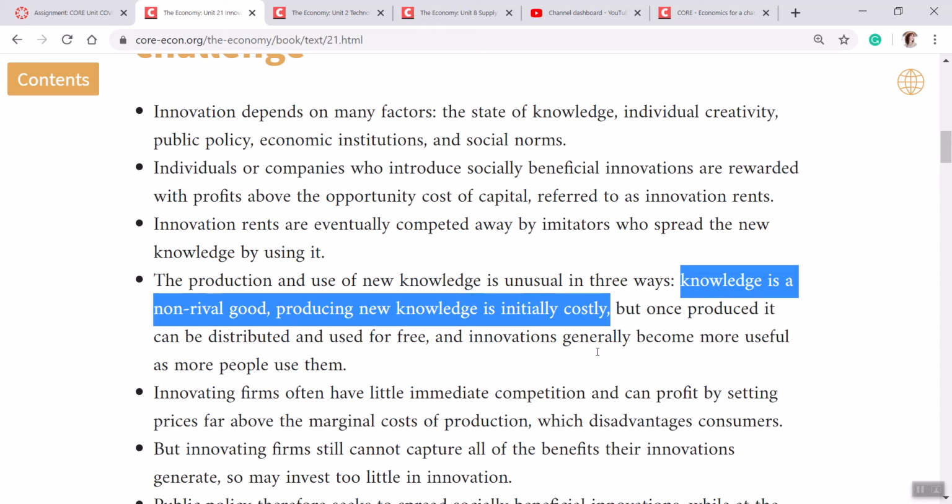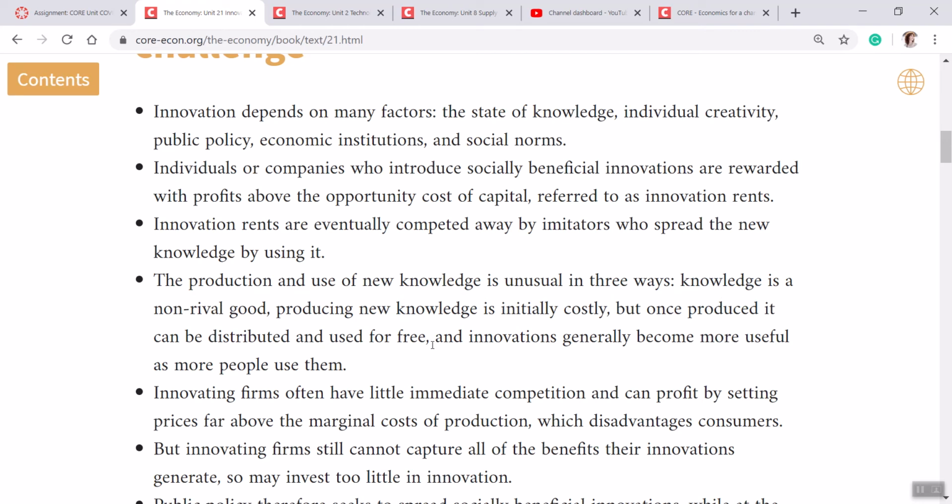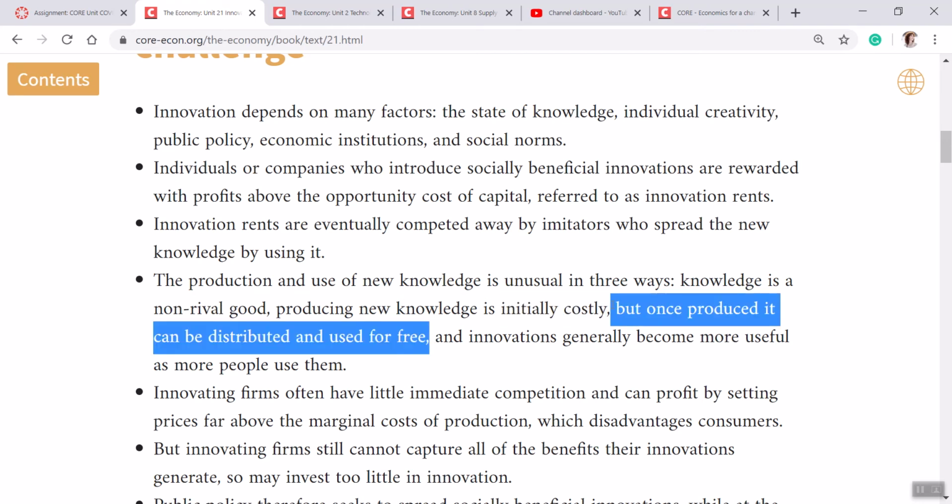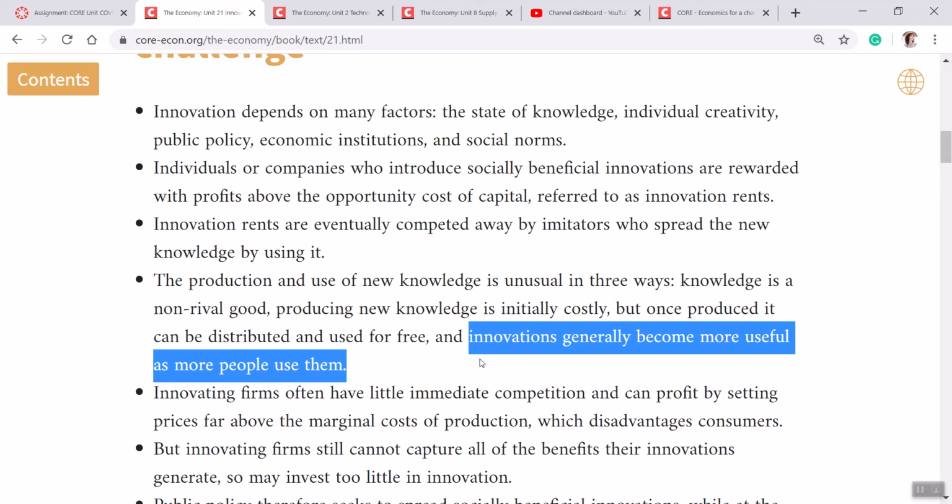But once it is produced, it can be distributed and used for free. Okay, so that's the same thing. Once we know how to make that vaccine, it can be replicated again and again and again. Same thing: once you've created your online program, you can then give it to everybody over and over. So innovations become more useful as more people use them. In the business world, we call that scaling.